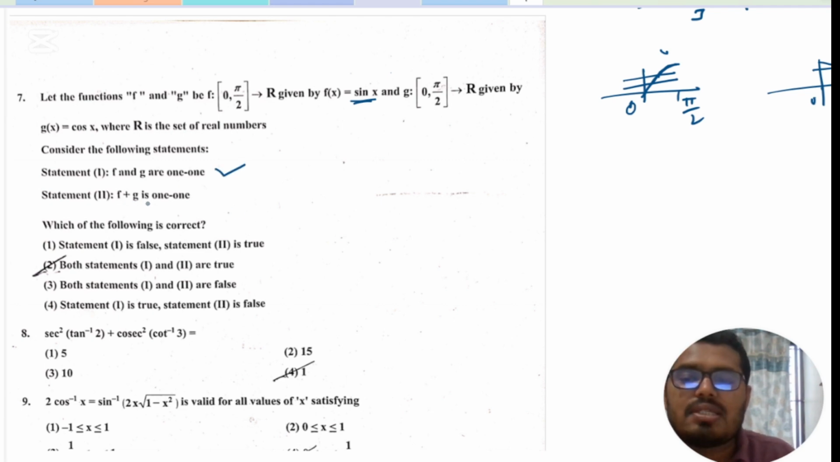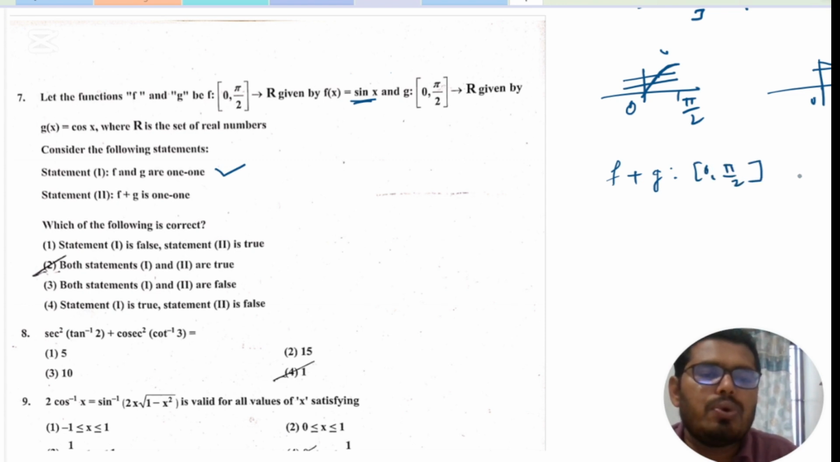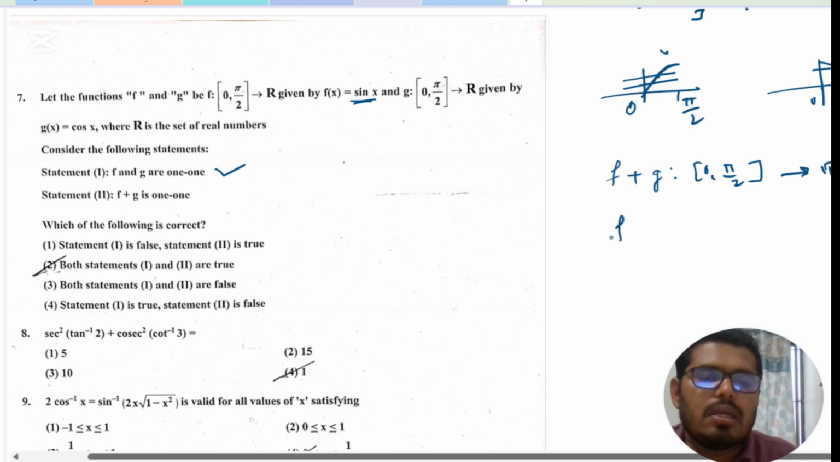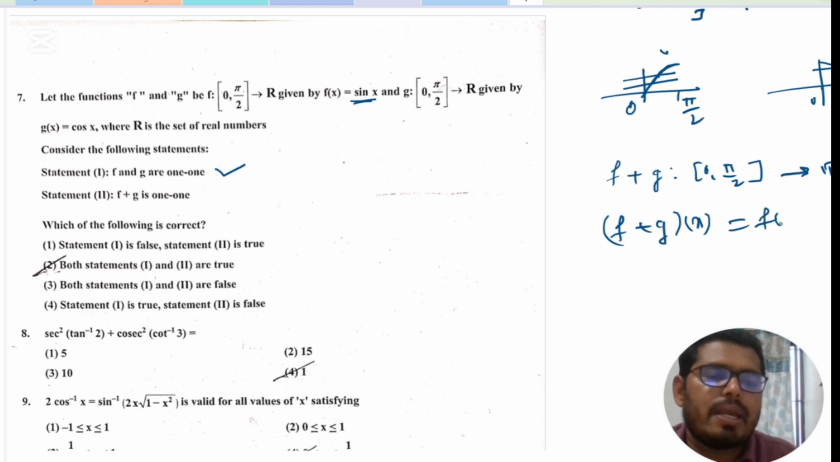But what about f plus g? Let's see what f plus g is. f plus g is a function from 0 to pi by 2 to R, again the domain is 0 to pi by 2. Then it is defined as f plus g of x, which is a new function that is called f of x plus g of x. But f of x is sin x plus g of x is cos x. Is it a 1-1 function in between 0 to pi by 2?